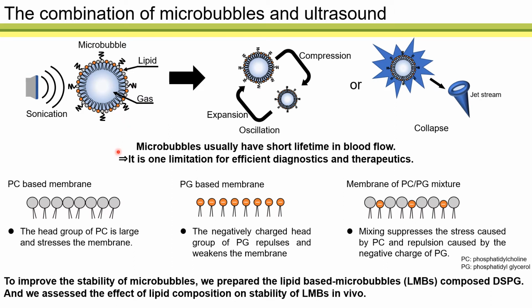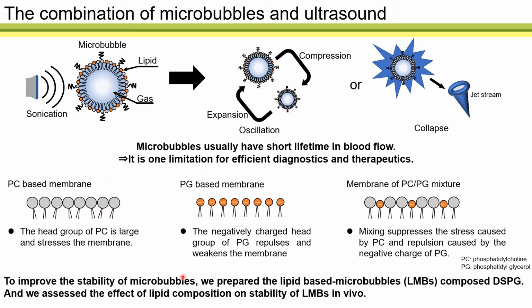However, microbubbles usually have a short lifetime in blood flow, and it is one limitation for efficient diagnostics and therapeutics. To overcome this limitation, it is important to develop microbubbles that are stable in blood flow. To improve the stability of the microbubbles, we focused on enhancing the membrane stability by using phosphatidylglycerol.